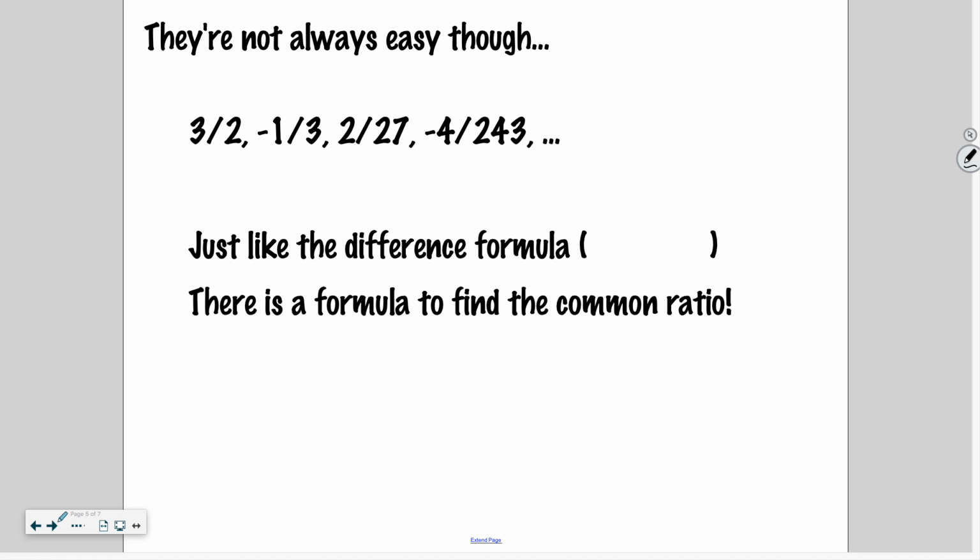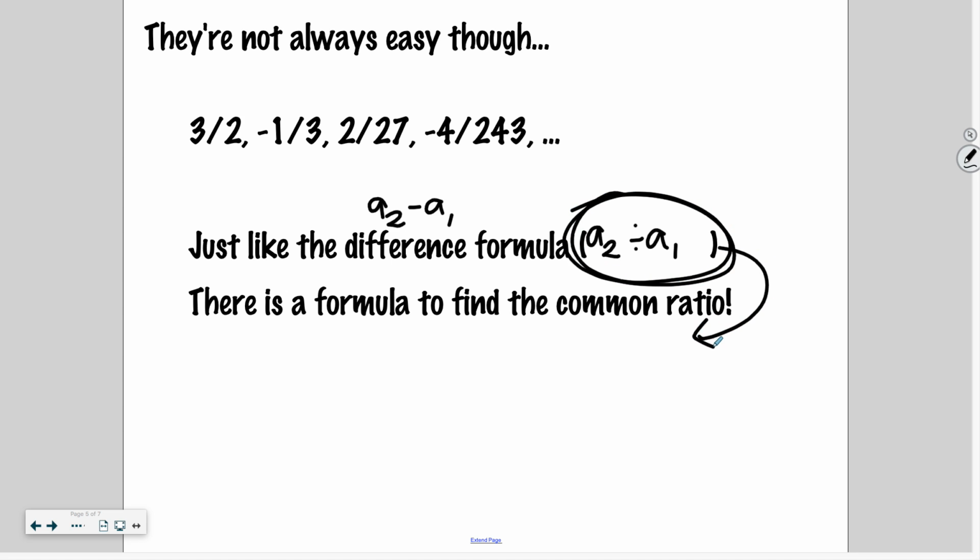So here I've got 3 over 2, and then I get negative 1/3, and then I get 2/27, then I get negative 4 over 243. What the heck is happening? So just like the difference formula where we took A2 minus A1, it's very similar. We're taking A2 this time divided by A1, since a common ratio is multiplying instead of adding like the difference. So we're going to use this formula, A2 divided by A1, to find our common ratio.